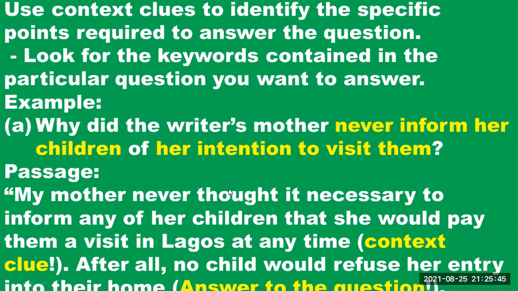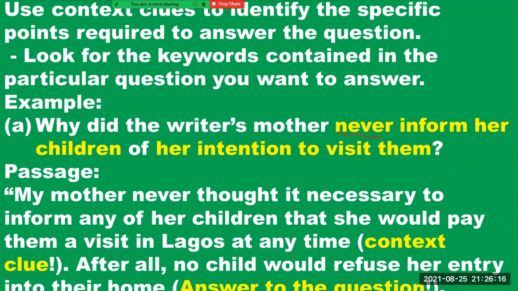And this brings us to the use of context clues. Let's look at this just to further illustrate how we can answer questions in this section. Use context clues to identify the specific points required to answer the question. In other words, you look for the keywords. Now, what are the keywords here? Why did the writer's mother never inform her children of her intention to visit them?